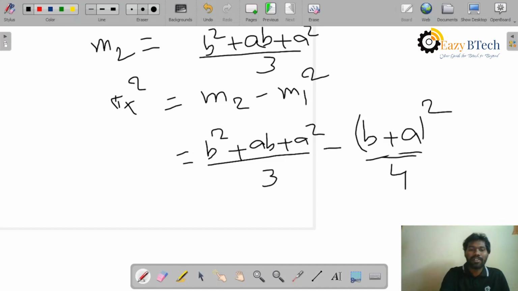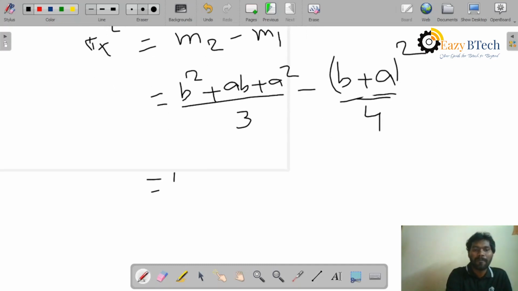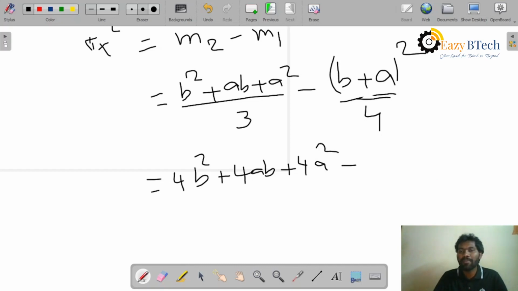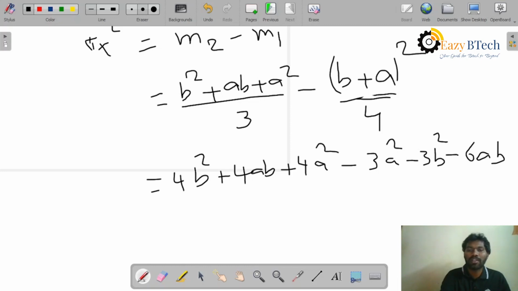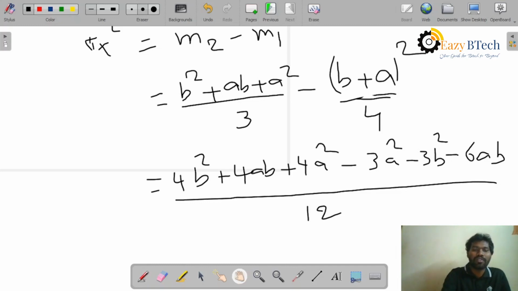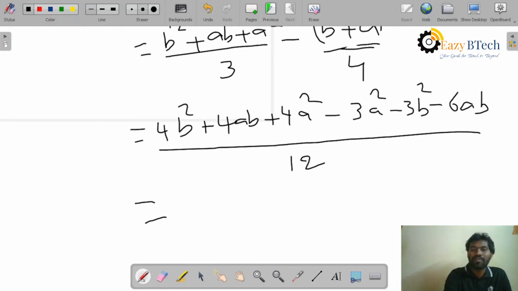I will take the cross multiplication here. It becomes 4b square plus 4ab plus 4a square minus 3 times a plus b whole square, which gives 4b square plus 4ab plus 4a square minus 3a square minus 3b square minus 6ab, divided by 12, because 4 into 3 is equal to 12. If you take out all these terms, it becomes b square plus a square minus 2ab divided by 12.